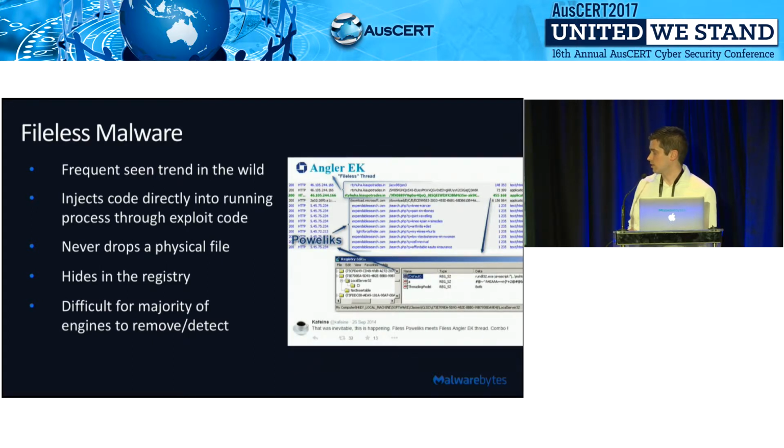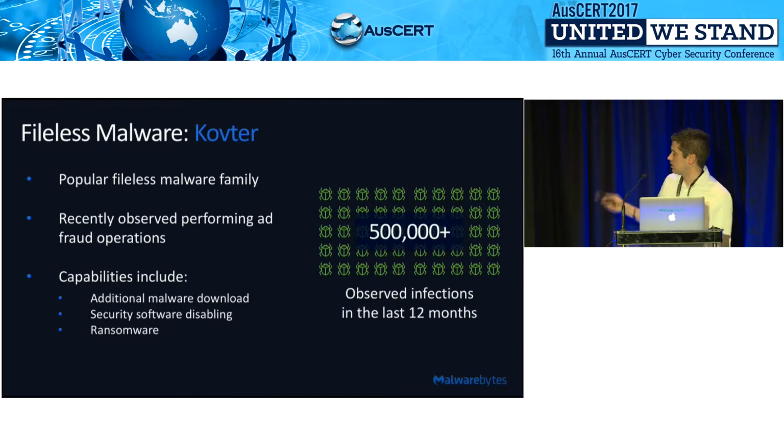So another technique, or well, a family that we've seen employing this fileless malware approach would be Kovter. And last year we saw 500,000 infections of Kovter. The initial purpose of Kovter really has been to perform ad fraud operations, but it's important to note that, first of all, anything that's performing ad fraud operations has the ability to click something that might be embedded into a web page. And if a malicious attacker has the ability to control your web browser, they'd also have the ability to deliver additional malware. So in the past 12 months, we've actually seen instances where Kovter was being utilized to disable security software, and also more specifically to deliver ransomware.